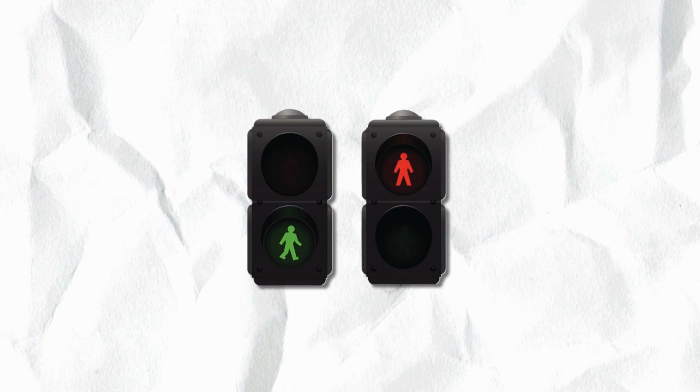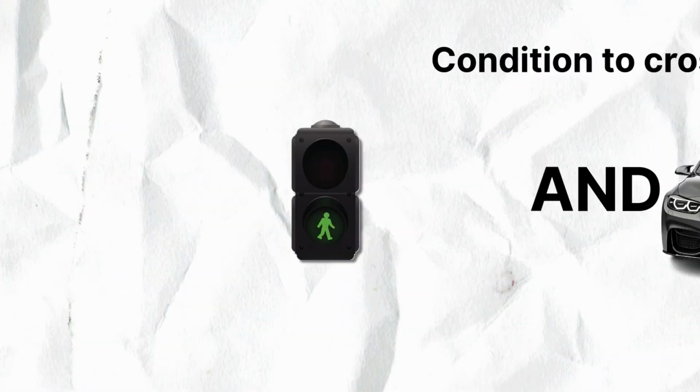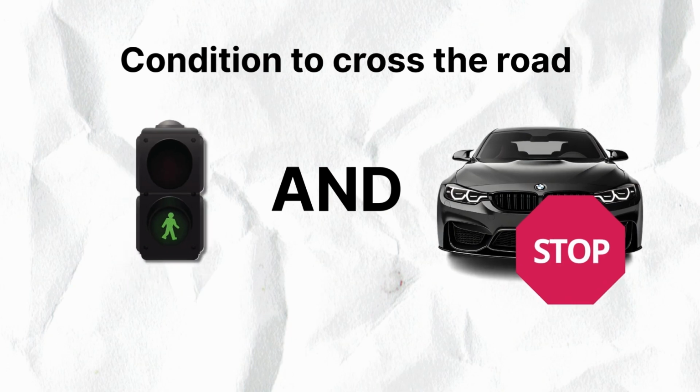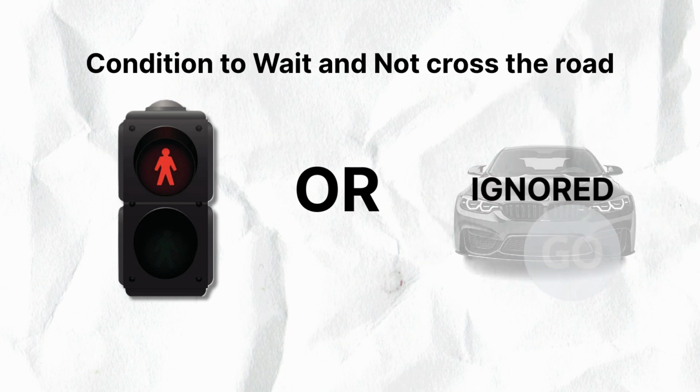Imagine you're waiting at a traffic light. You want to know if you can cross the street safely. The rule is you can cross if the light is green and there are no cars coming. Now if the light is red, you don't even need to check if cars are coming. You already know you cannot cross.